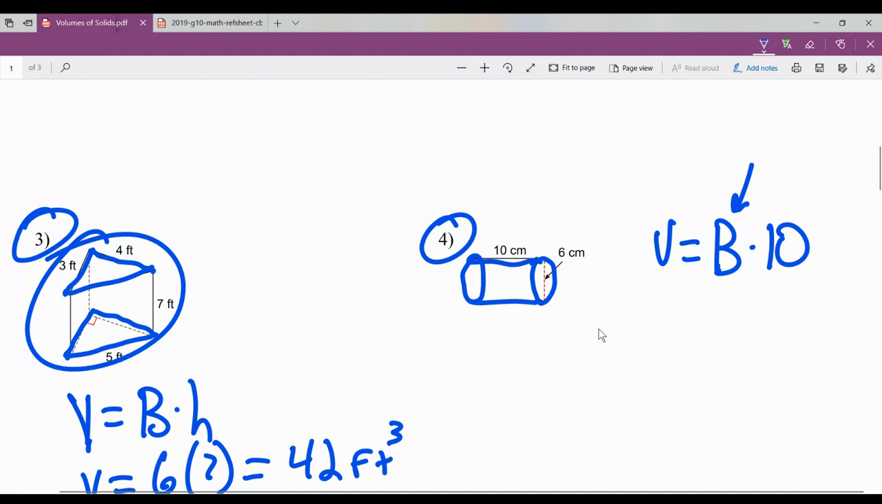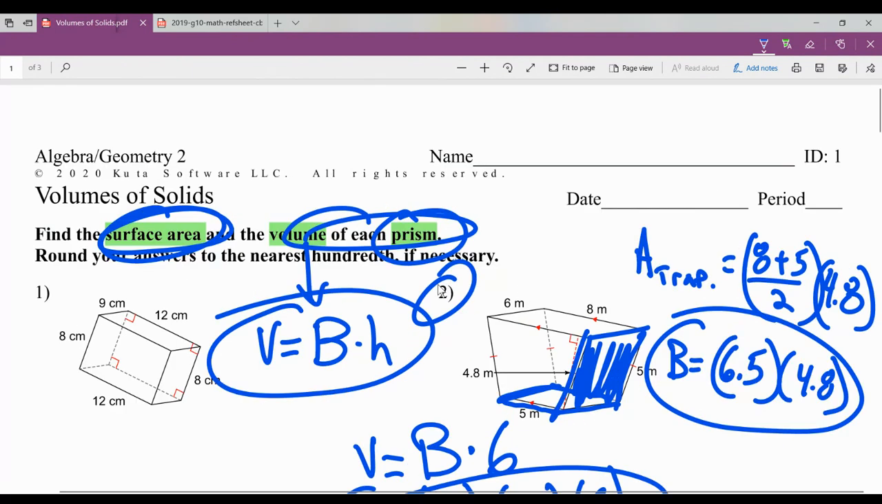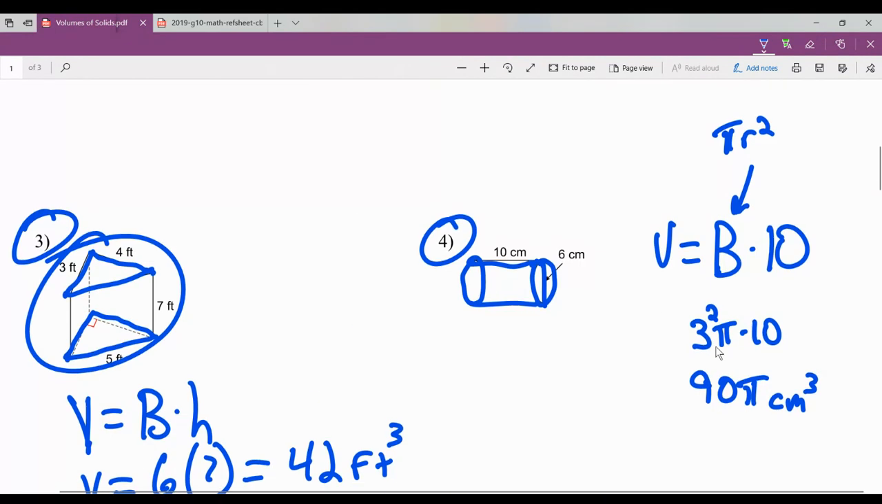So since the base is a circle, then this would be area of a circle is pi r squared. The diameter is 6, so the radius is 3. So the base is 3 squared, that's the radius squared, times pi. The distance between the 2 bases is 10, so we have 3 squared is 9, times 10 is 90 pi centimeters cubed.